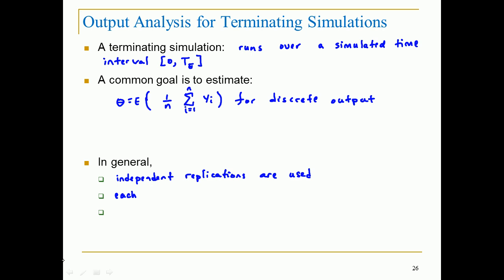Sir, you have a question? Okay. So each run uses a different random number stream.